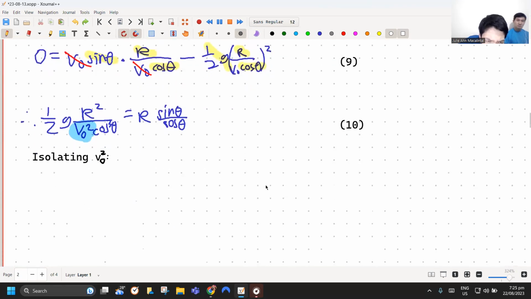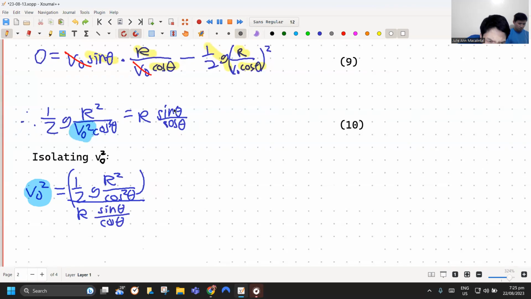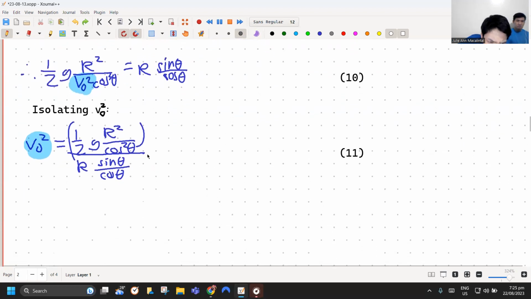Then isolating V0 squared. Now we can isolate it because everything is known. We know R, we know G, we know, of course, the constants, and we know theta. So we know cosine theta and sine theta. So that's nice. We can now isolate it. This is the isolated form because we will only need to transpose V0 squared cosine squared theta and then divide the rest and then divide cosine squared theta again. This is how it looks like.